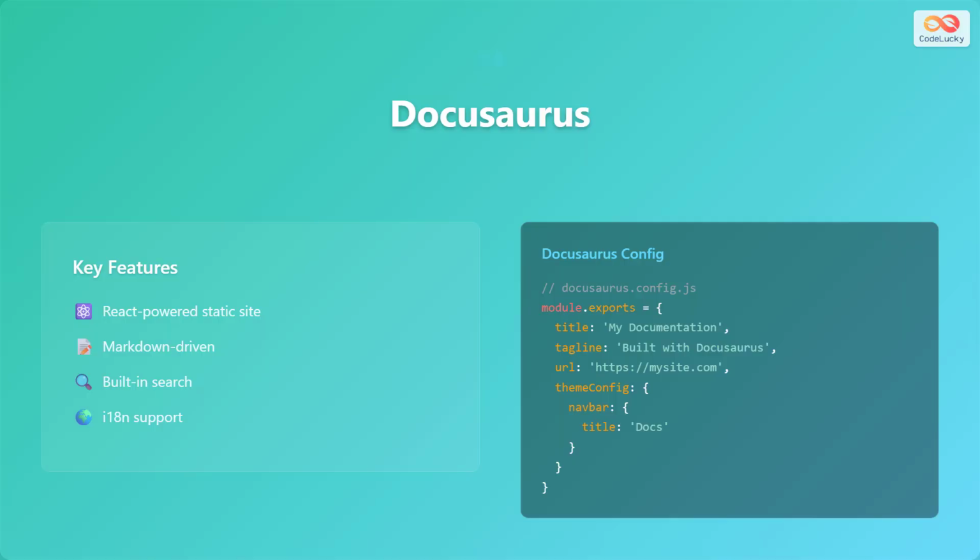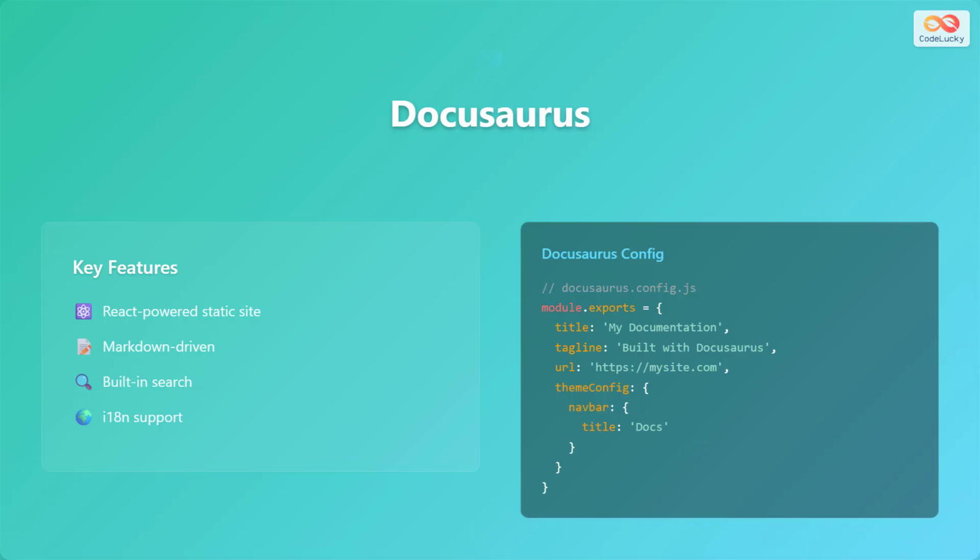Tool number 4 is Docusaurus. It is a React-powered static site generator that's perfect for building documentation websites. Docusaurus is Markdown-driven, offers built-in search functionality, and supports internationalization.